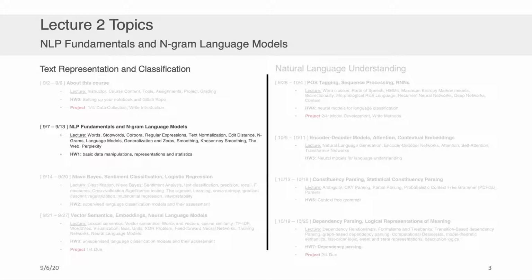In today's lecture, we're going to be covering natural language processing fundamentals. This includes topics like words, stop words, regular expressions, text normalization, edit distance, n-grams, all the way through language models and how you do smoothing of those language models. We'll also be talking a little bit about our homework assignment. I'll be stepping you through some tutorial sections of that homework and also highlighting which sections you'll be expected to complete on your own and submit a week from today.